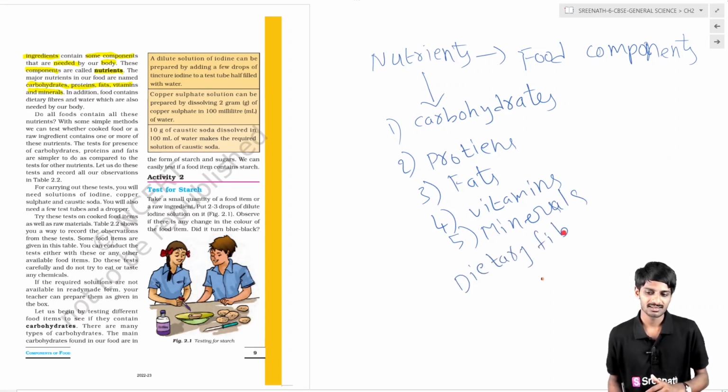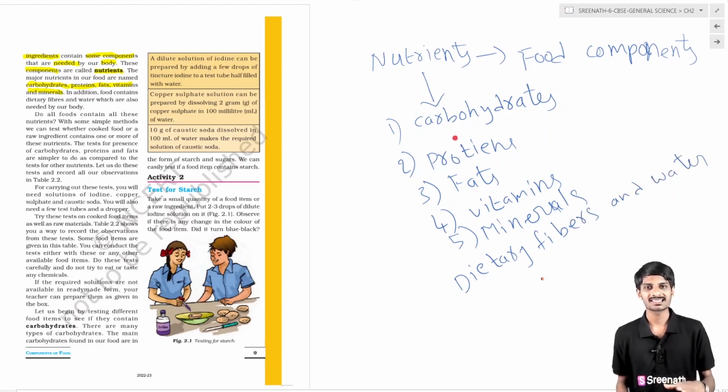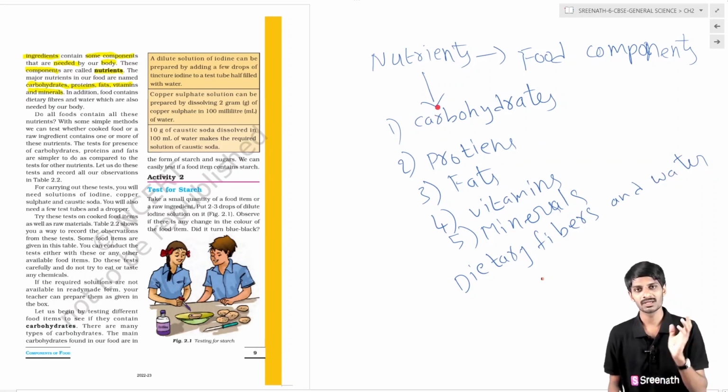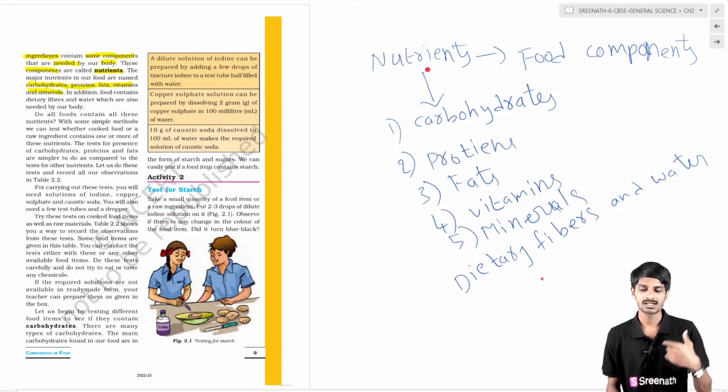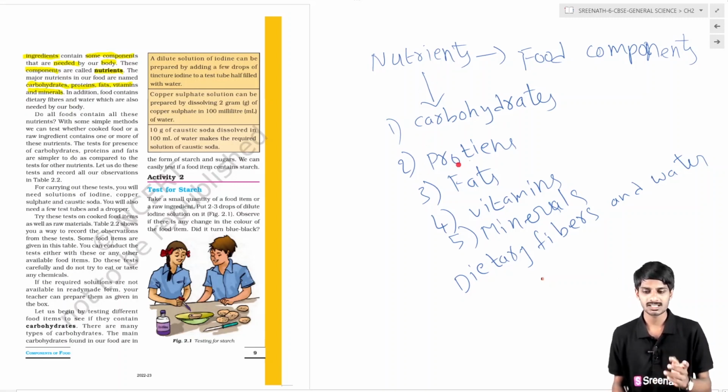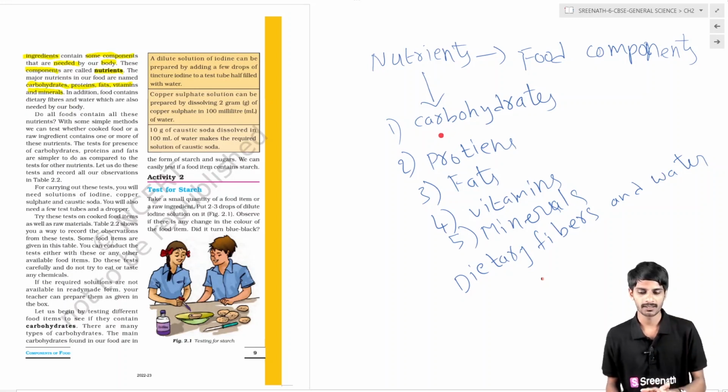Dietary fibers and water. So basically food is coming from ingredients, and those ingredients have some food components. Those food components we call nutrients. What are those food components? They are carbohydrates, proteins, fats, vitamins, minerals, and some dietary fibers and water. All these are called the nutrients. They are needed by our body. Our body needs all these nutrients to grow, to live healthy, to have a strong life, a strong body.